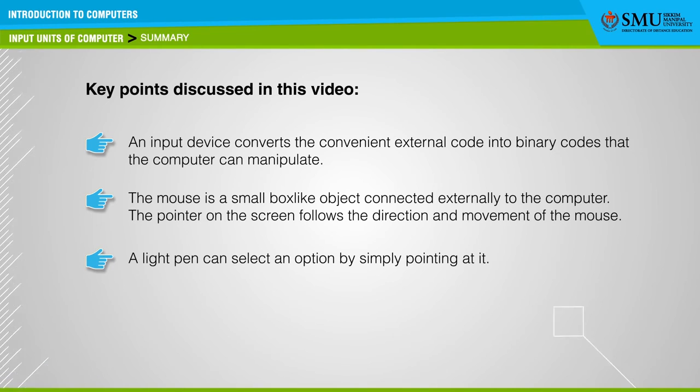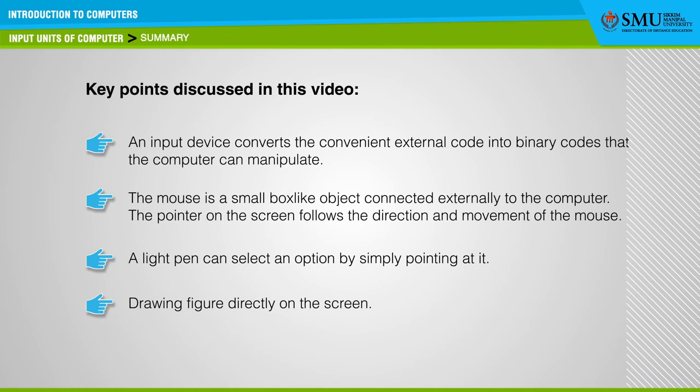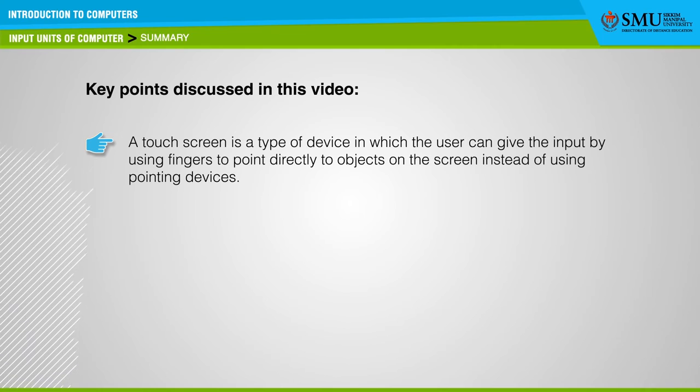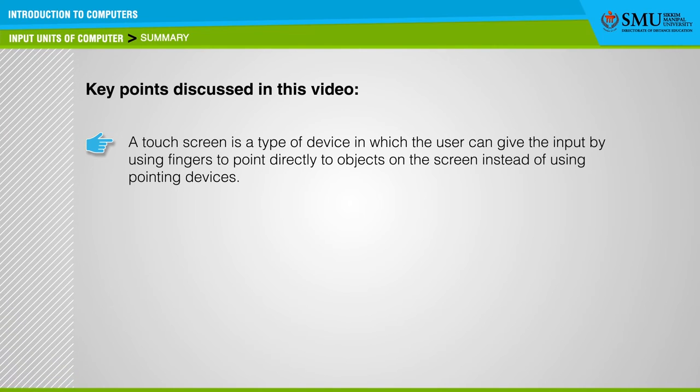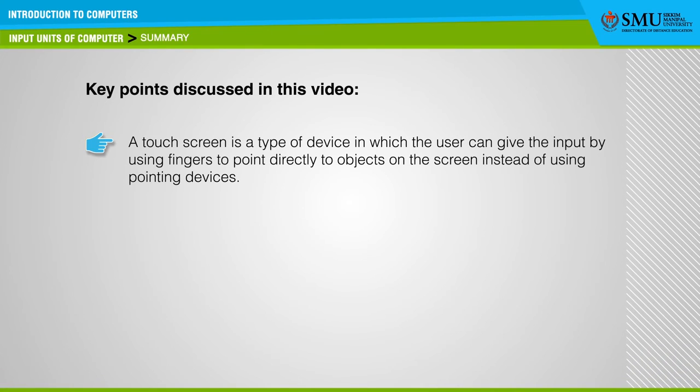A light pen can select an option by simply pointing at it, or by drawing figures directly on the screen. A touchscreen is a type of device in which the user can give the input by using fingers to point directly to the objects on the screen instead of using pointing devices.